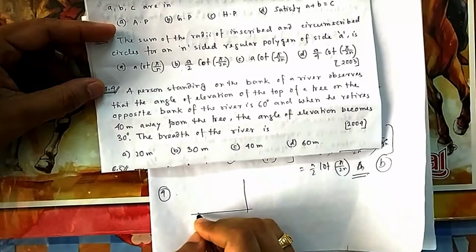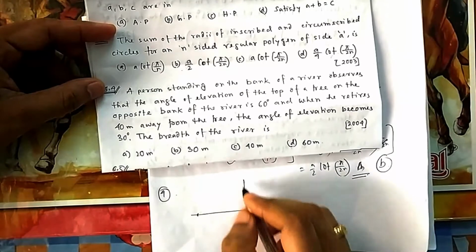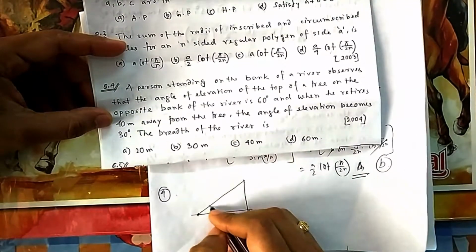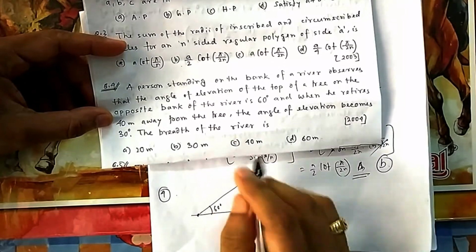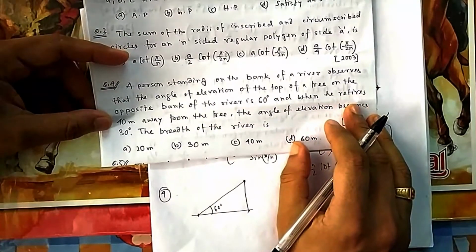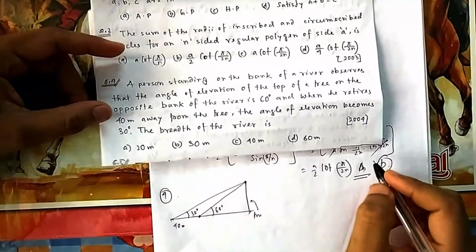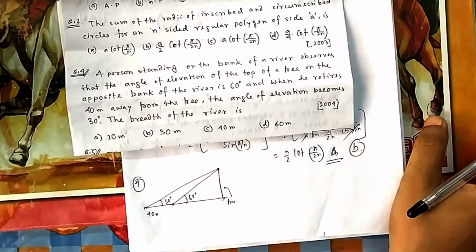Suppose a person is here, this is the river, and on the opposite side there is a tree, and the angle of elevation of the top of the tree is 60 degrees. When he retires 40 meters away from the tree, that means when he goes away, then the angle becomes 30 degrees. So you can easily use the height and distance formula and find it out.